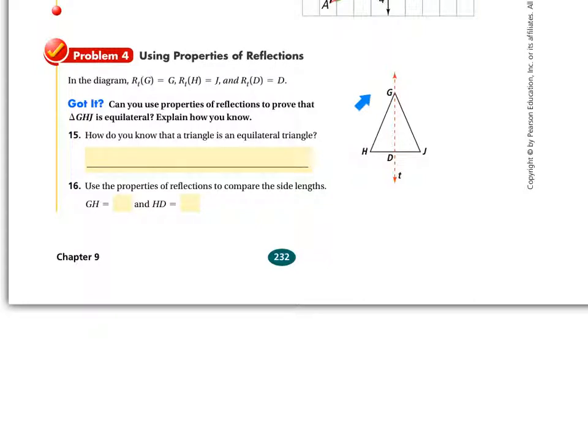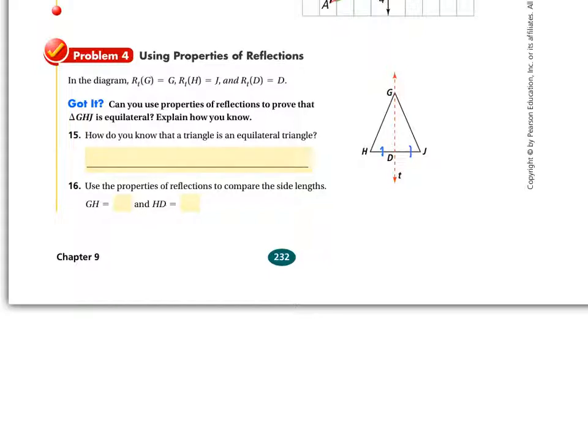Because G is on the line of reflection. So if a point is on the line of reflection, it's not going to equal G prime, it's just going to equal G. Although if you called it G prime, I'd be totally okay with it, to be honest. And then H is reflected across T, and it becomes J. And so what they're telling you is that H and J correspond to each other, and they are equal distances from that line of reflection. So if they are equal distances, I would be putting a tick mark here and a tick mark there. Here a tick mark, there a tick mark.